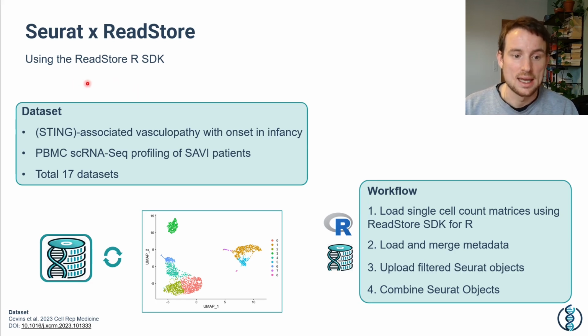And for this, we will look at a dataset that consists of 17 single-cell RNA-Seq libraries from a STING-associated vasculopathy with onset in infancy. So this is an autoimmune disease from a publication that came out last year in Cell Reports Medicine. And what we want to do now is load these datasets using the ReadStore database. So we have registered the datasets there already, merge the datasets for single-cell RNA-Seq analysis, load in the metadata from the ReadStore database, and then combine the Seurat objects and store some of the intermediate files again in our ReadStore database.